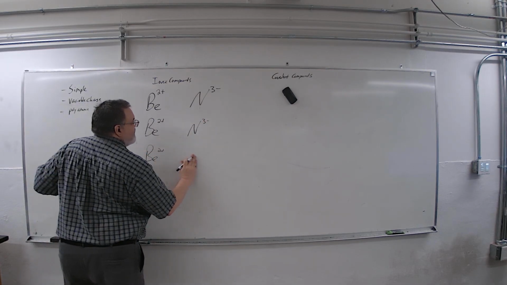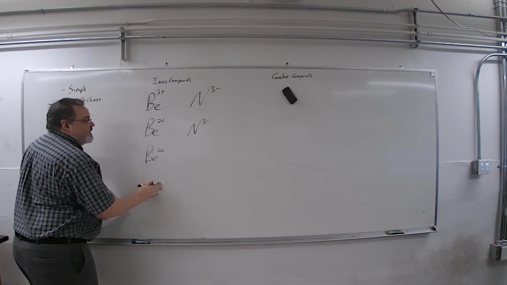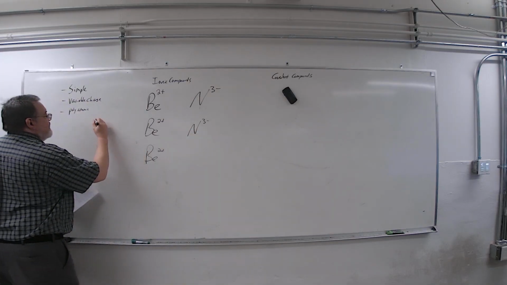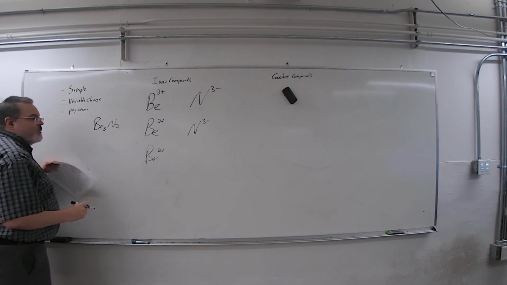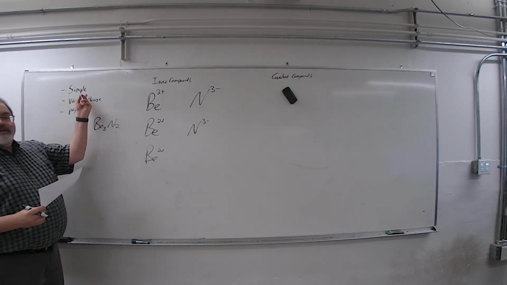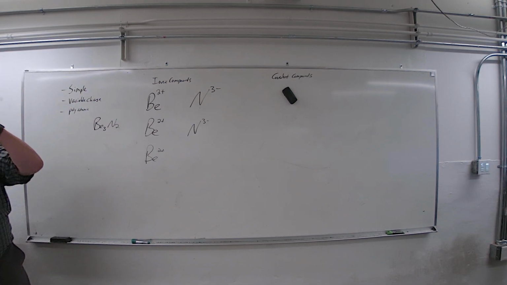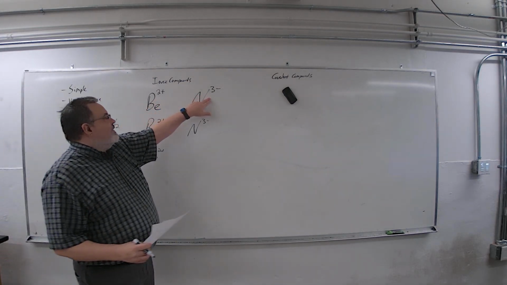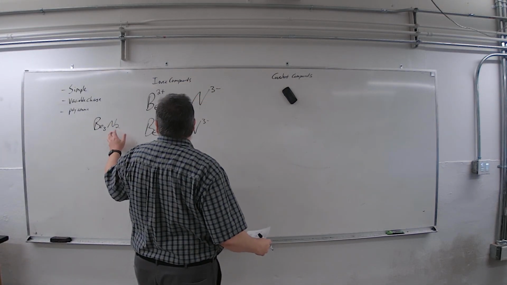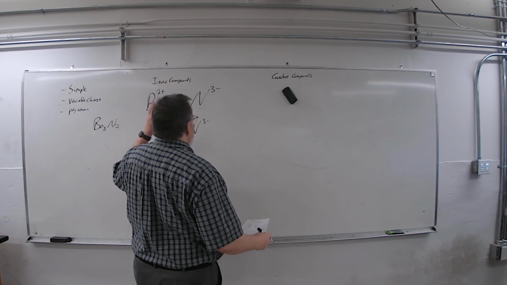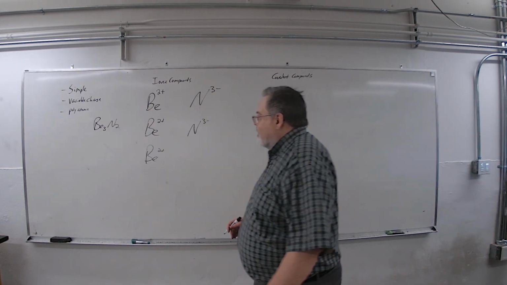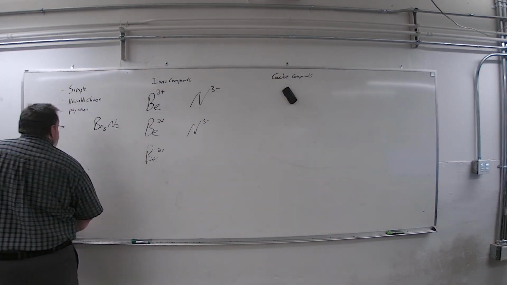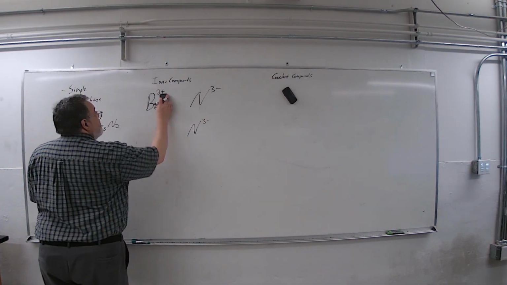don't forget these. Be, 2 plus. 2 of those. Now I got plus 6 and minus 6. Be3N2. It's the only weird twist there is to these. That you're not using these numbers or whatever. You have to think in terms of making it go to 6.